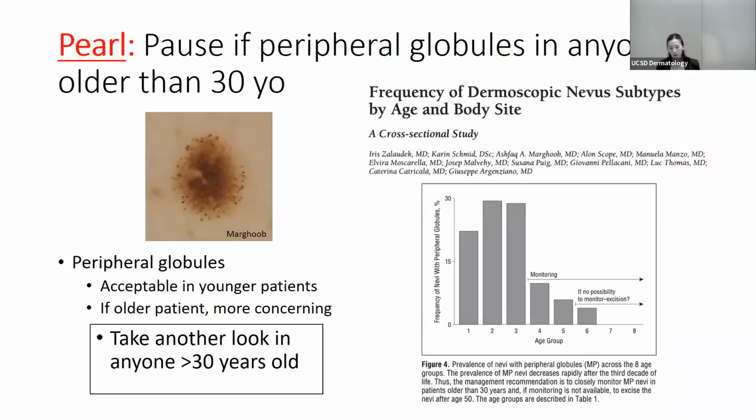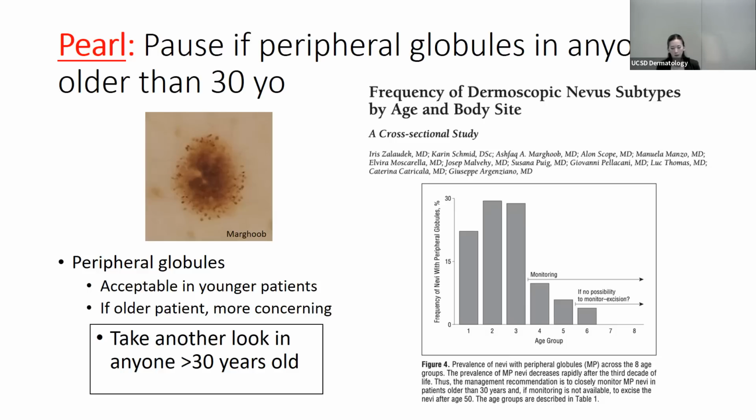And an interesting thing about peripheral globules, I think you all know that this generally is a sign of a nevus that's growing. And so if you see this in a younger person, it's fine. But if you see this feature in someone who's older, you're going to want to just take a second look.